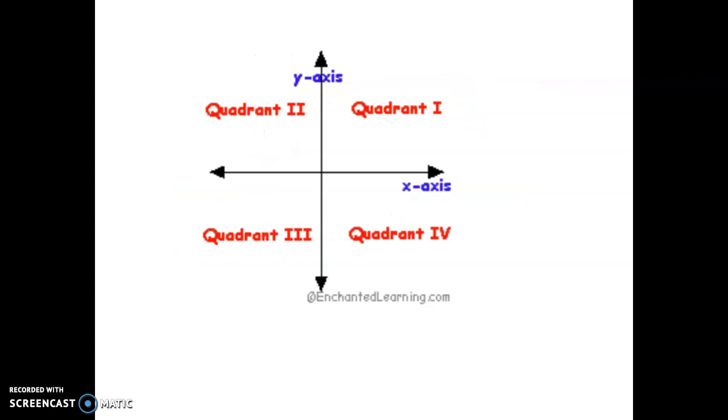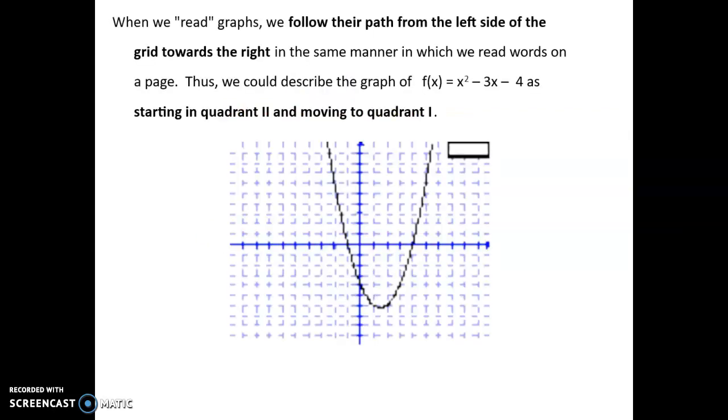Alright, so just to remind you how the quadrants go, it goes 1, 2, 3, and 4, so you're going to need to keep that in mind. Also keep in mind that when you read a graph, it goes from left to right. So this one, we'd say that this one starts in quadrant 2 and ends in quadrant 1, because we always read a graph from left to right.